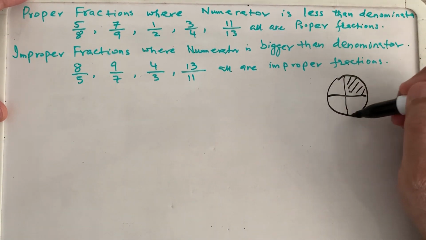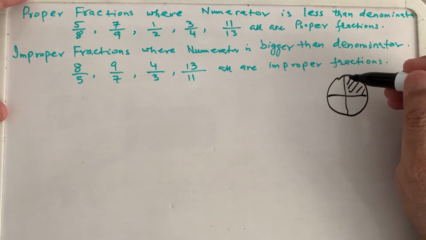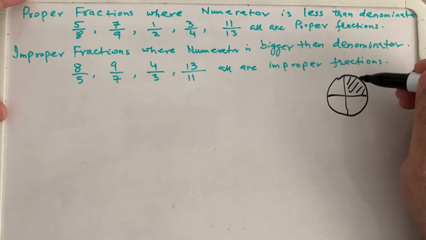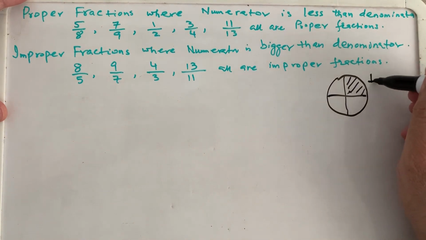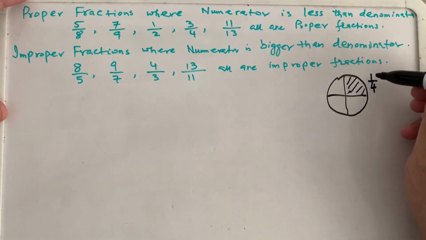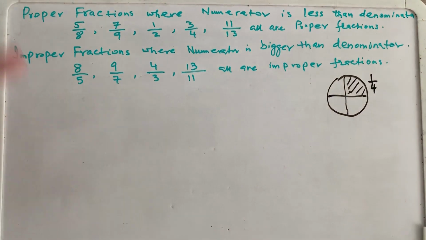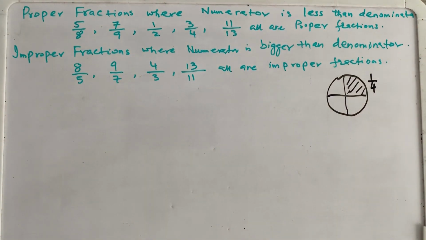How many parts did I divide this whole into? I divided this whole pizza into 4 parts. So each part is representing 1 by 4. So 1 by 4 is a fraction of a whole thing, like a part of a whole thing.